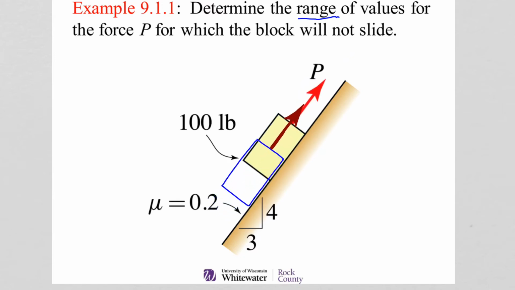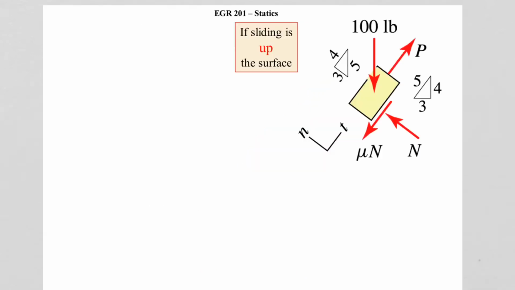So we have a range of values for P such that this block will either slide up or down. So let's look at one of these cases. The first case we want to look at is the sliding up case. It doesn't matter which one you look at first, but this is the one that I'm going to look at.